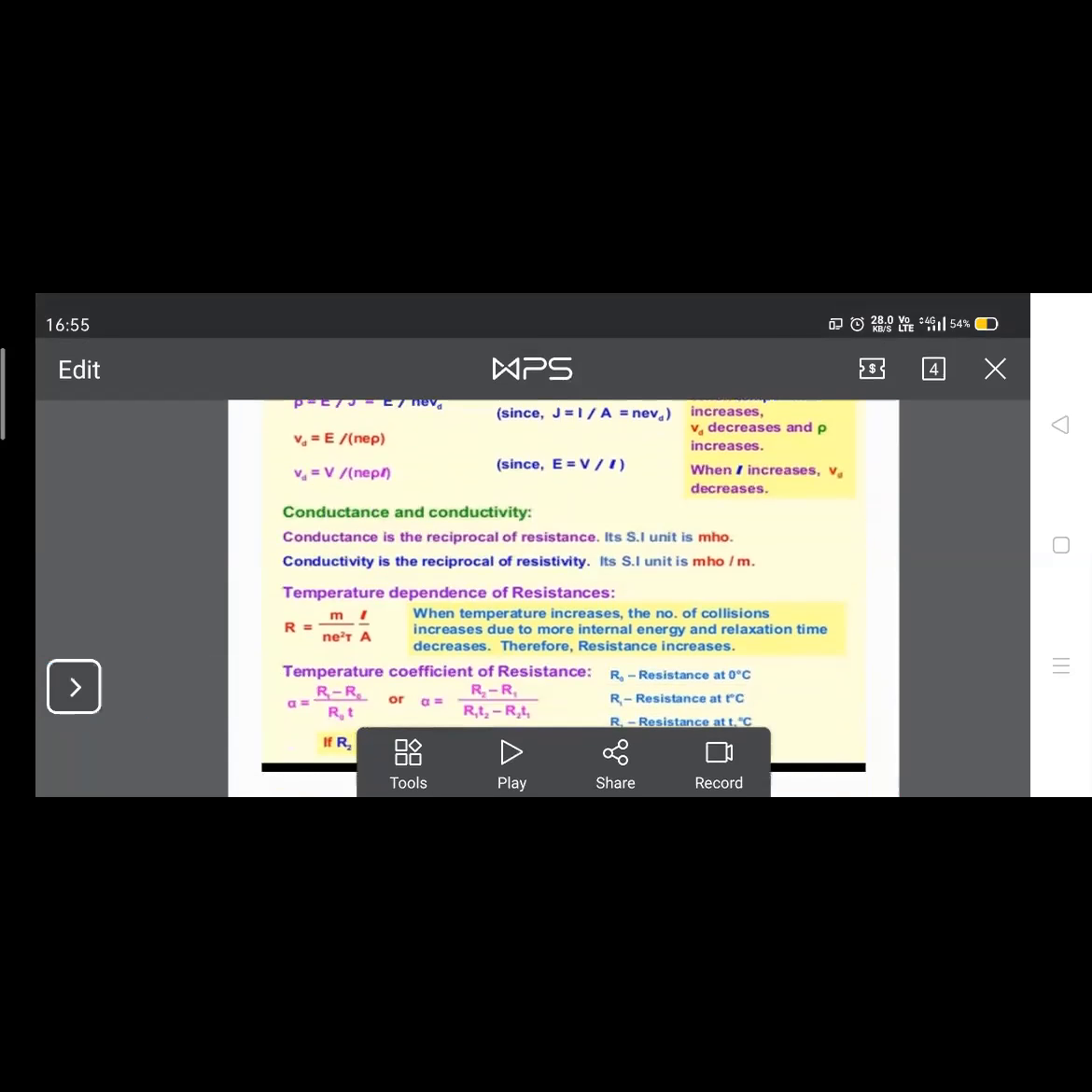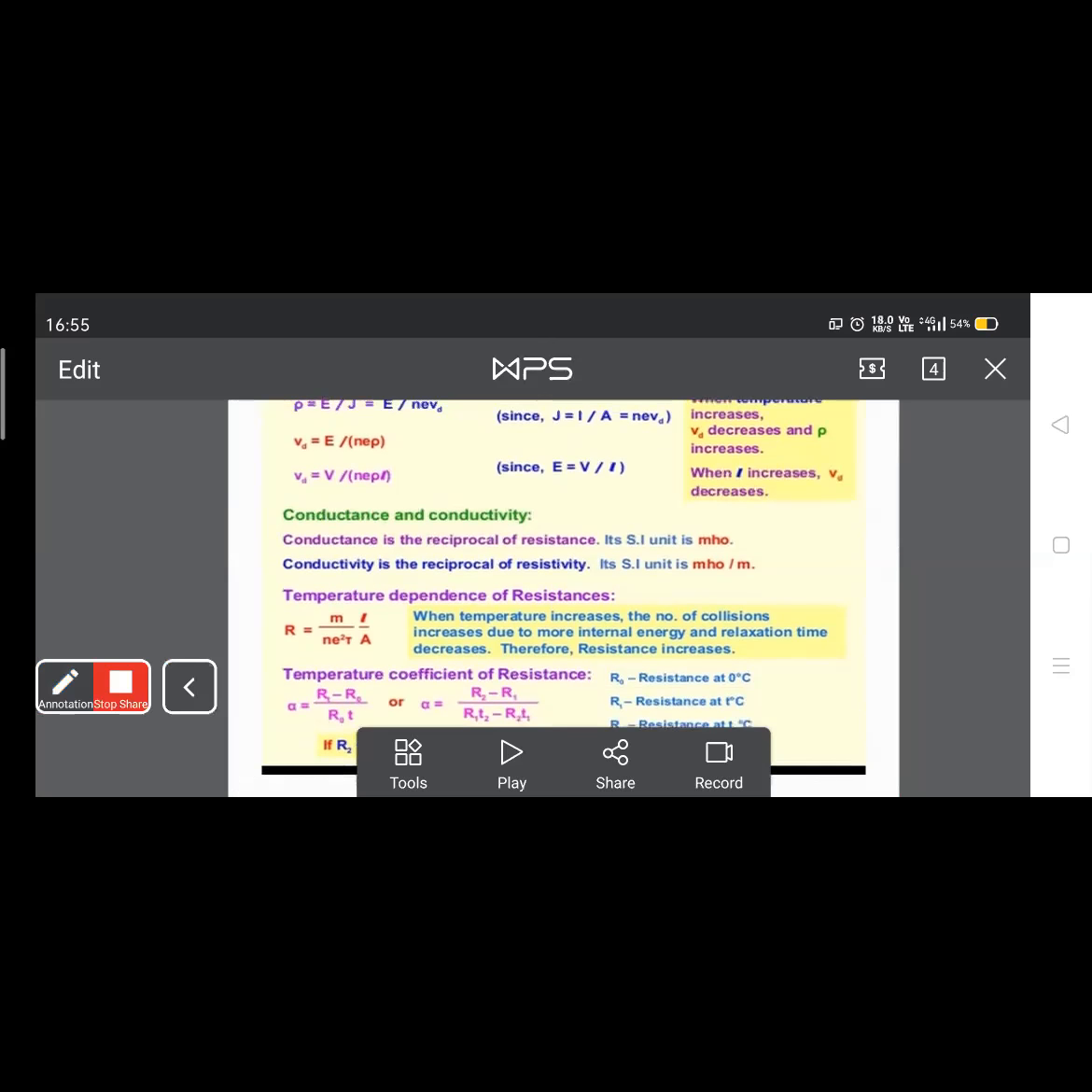Now conductance and conductivity. What is conductance? Conductance is the reciprocal of resistance. Resistance resists the motion of charge particles, and conductance allows the charge particles to flow. Clear? So what is conductance? Conductance is the reciprocal of resistance. Its unit is mho.